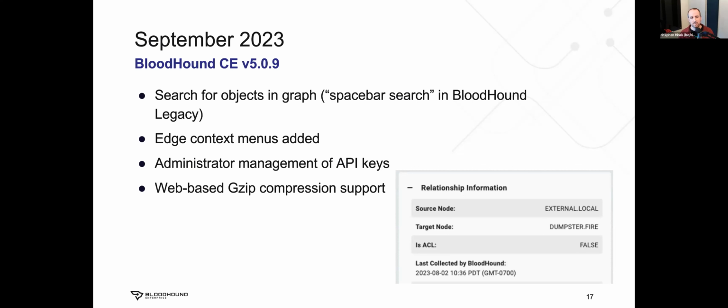This one also added web-based gzip compression support, which is largely a behind the scenes thing. But what it means is that every time you talk to your Bloodhound tenant, if your browser supports gzip, which presuming you are on something of any recent age as a browser, it does, which will make it faster and quicker for you to actually work with the product.